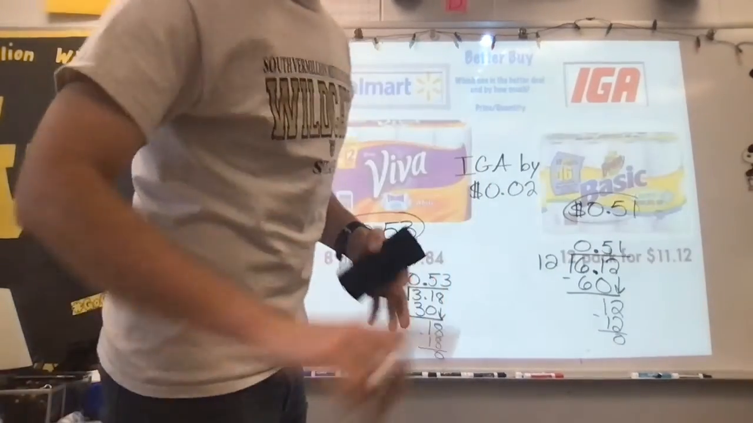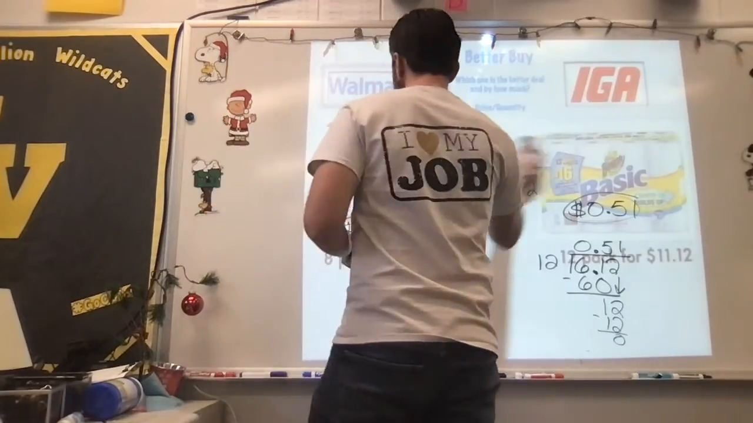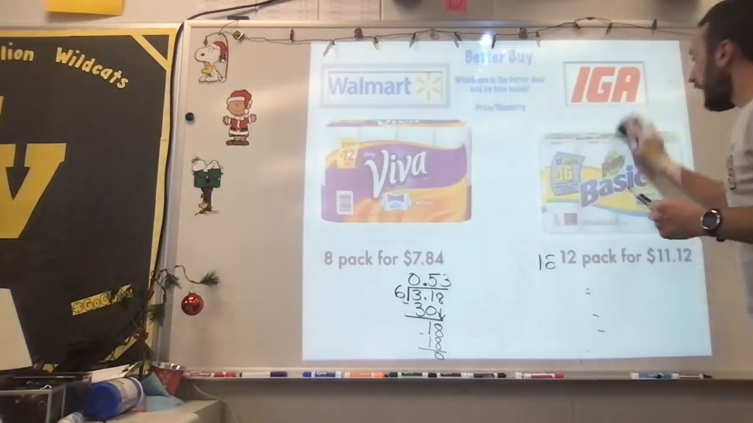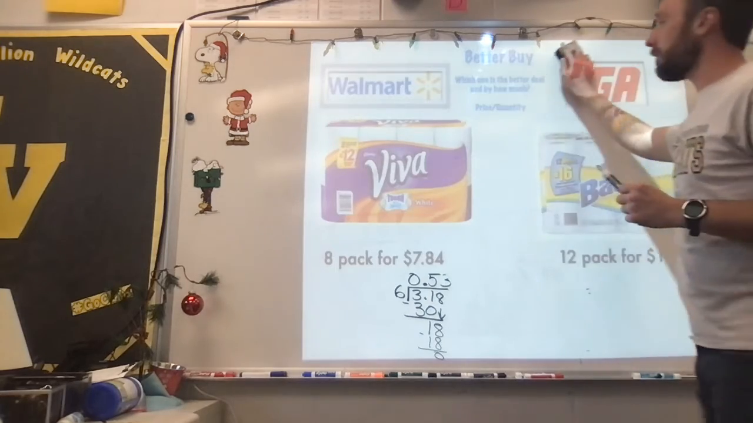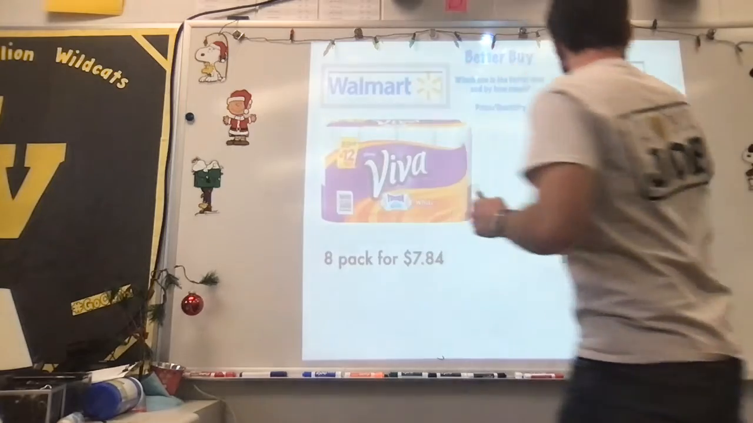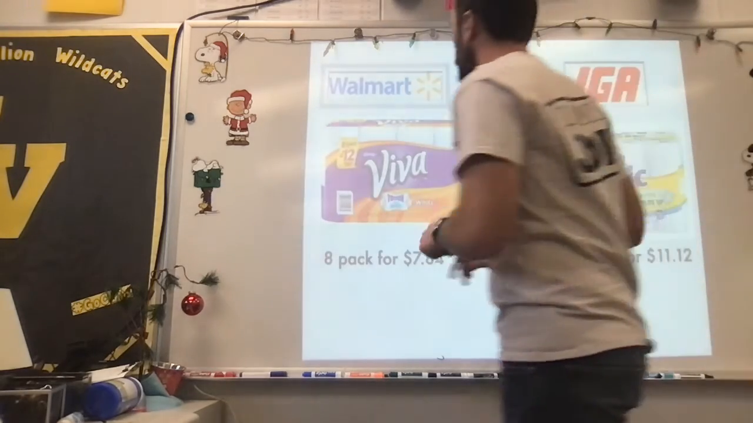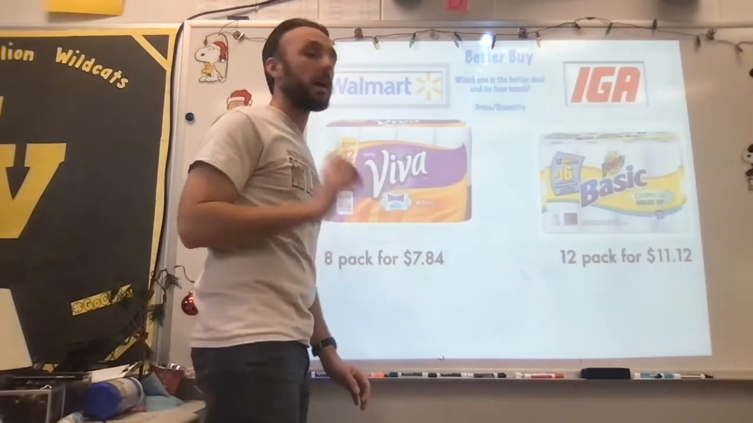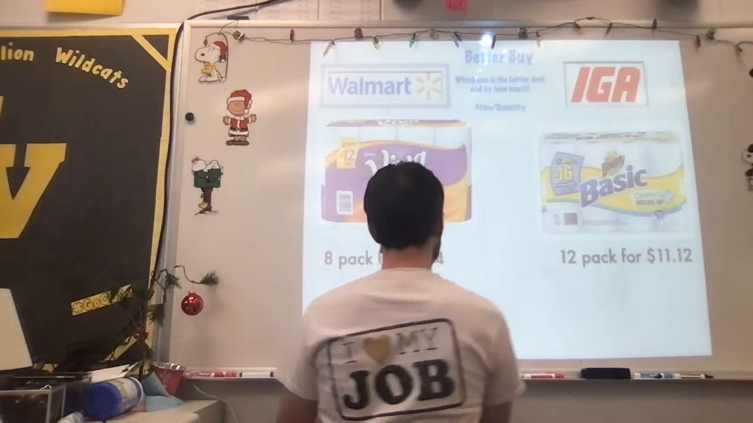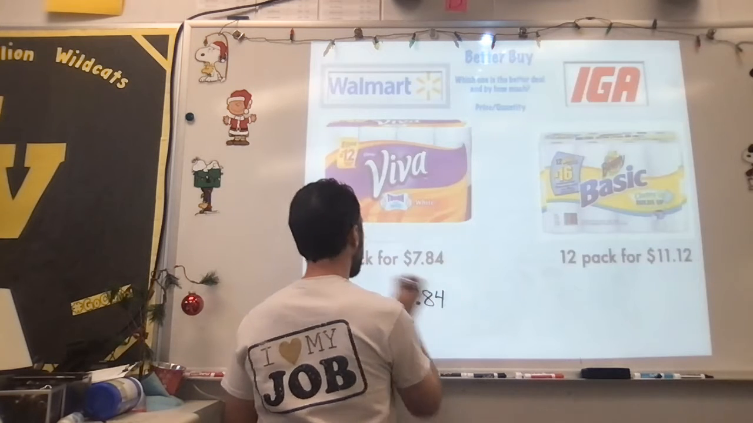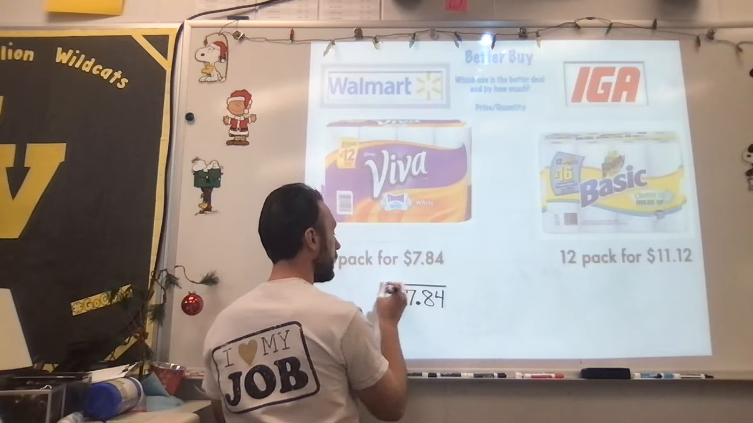Let's try another one. This says we are buying paper towel. Yes, paper towel. And we can either buy Viva from Walmart, or we can buy Bounty from the IGA. So once again, we're always going to take our price and we're going to divide that by our quantity. So my price here is $7.84. I'm going to divide that by my quantity of 8.